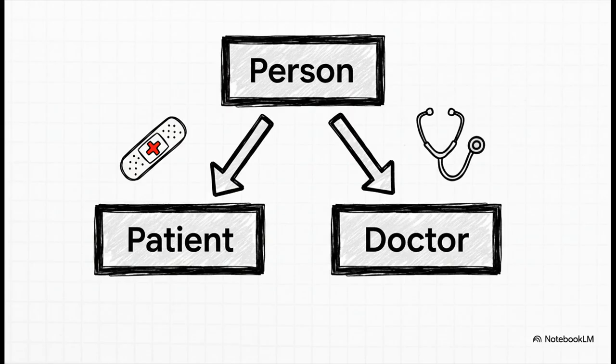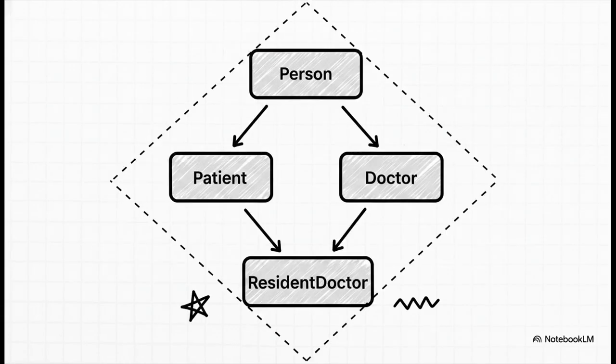Now, from this general person class, we can start to specialize. We'll create two more specific types, a patient class and a doctor class. Both of these inherit the basic stuff from person, that name and age, but they'll eventually have their own unique properties too. And here is where our puzzle really starts to take shape. To model that person who's both a doctor and a patient, we need a resident doctor class. This new class is going to inherit from both the patient class and the doctor class. And when you draw that out, you can literally see the diamond forming.